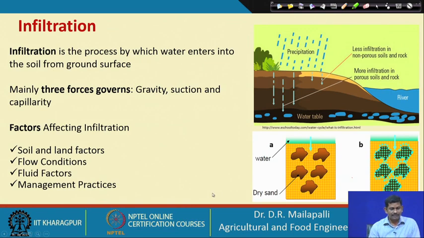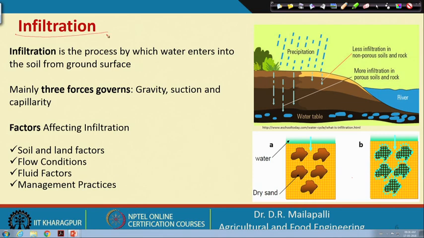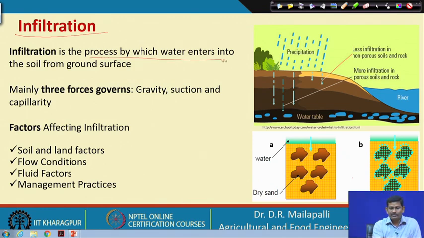So, then next is the infiltration. Infiltration is very important as far as irrigation is concerned. Basically, infiltration is the water entering into the soil, the process by which water enters into the soil from the ground surface. Mainly three forces govern, as I explained in the previous lecture: gravity, suction and capillarity. So, these three forces are how water enters into the soil.